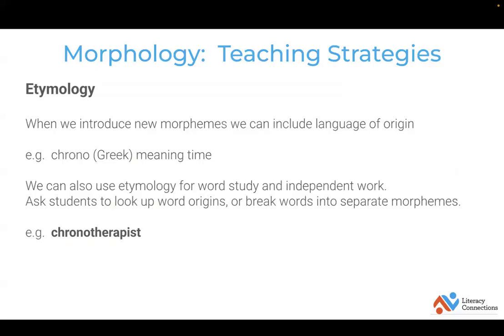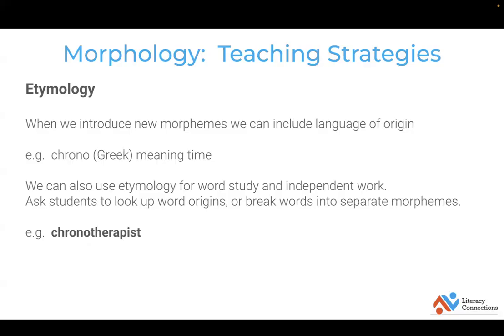Okay, etymology, we'd also be using it in our lessons. It's helpful when we're introducing our morphemes, particularly for our older children, to introduce that language of origin. So for example, chrono meaning time, it's a Greek origin. And then we could use that etymology either in real time as a class-led investigation or for independent work to just look a little bit deeper into words. So they could look up word origins or break words into separate morphemes.